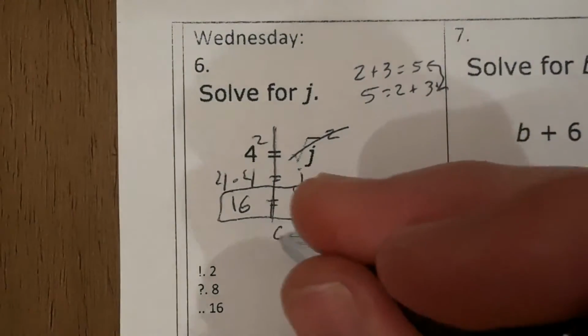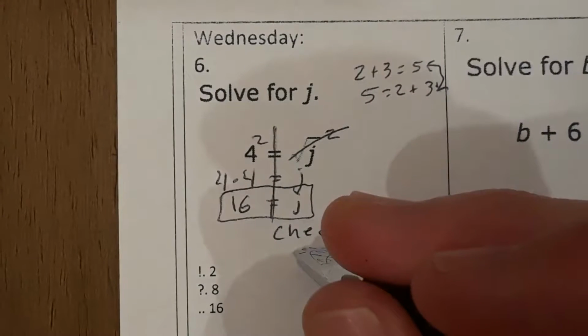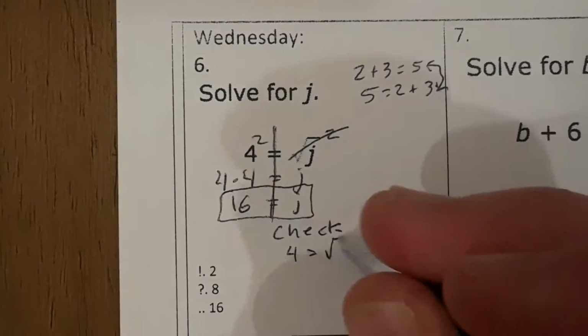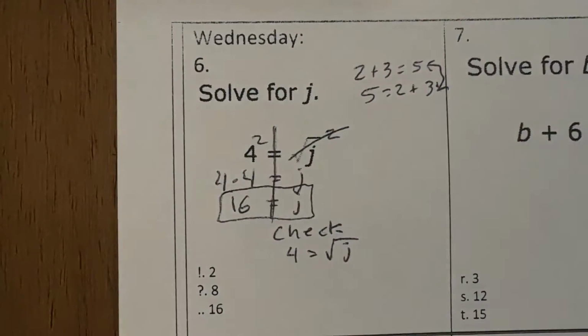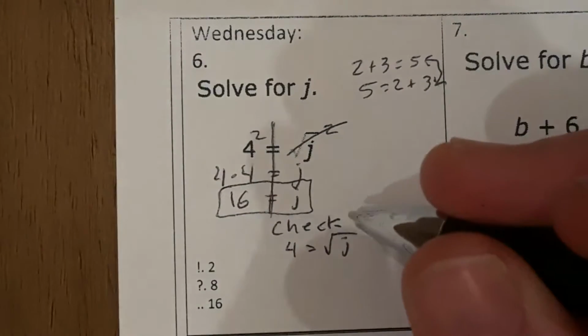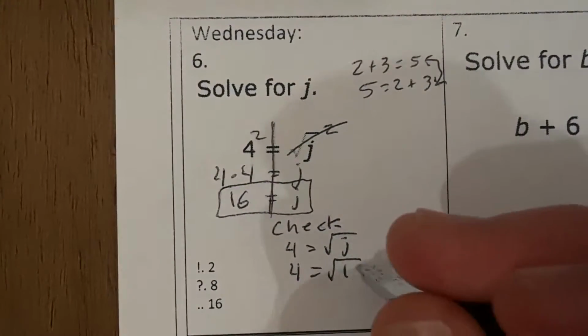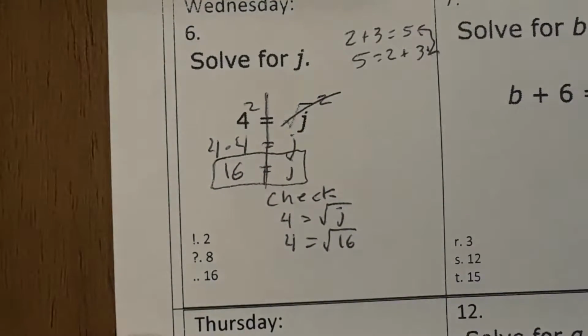Check. 4 equals the square root of J. What this says is take 16, plug it in for J, and see if it's true. 4 equals the square root of 16? We're going to see if that's true.